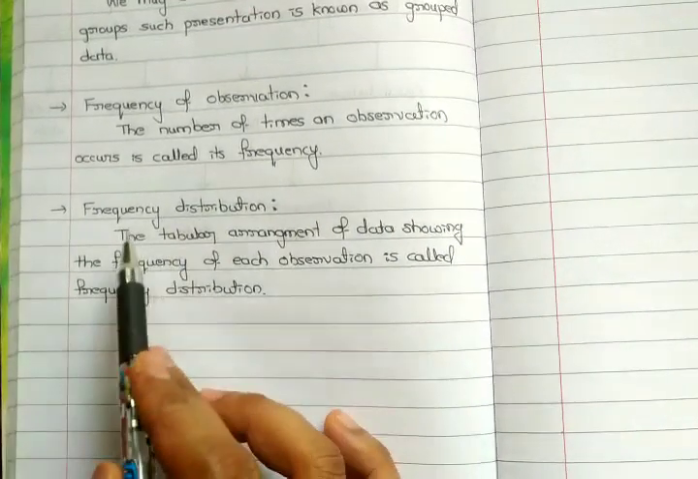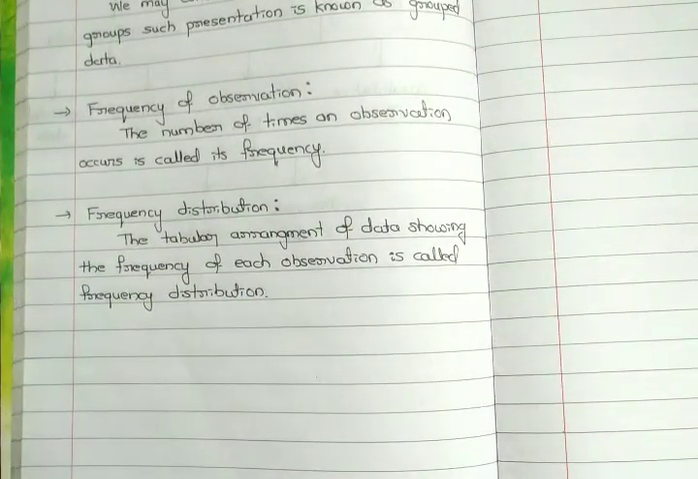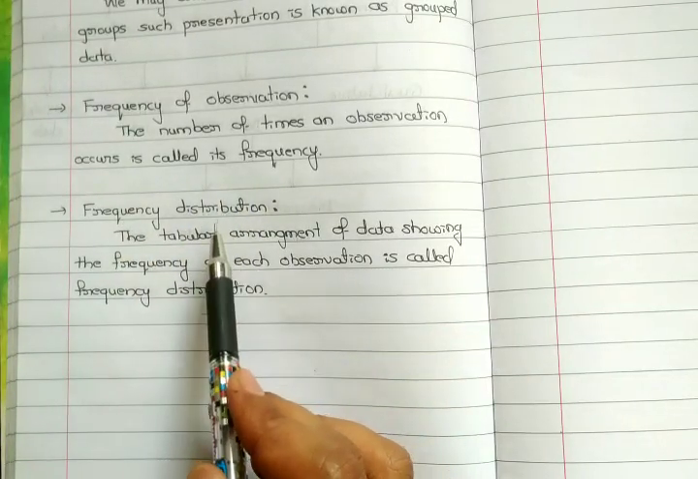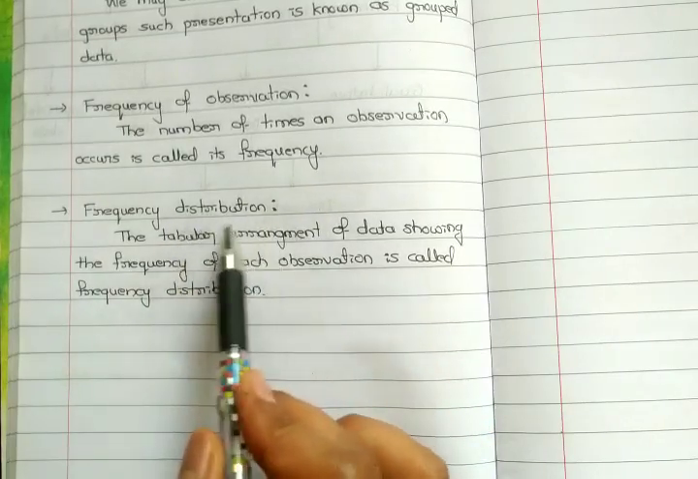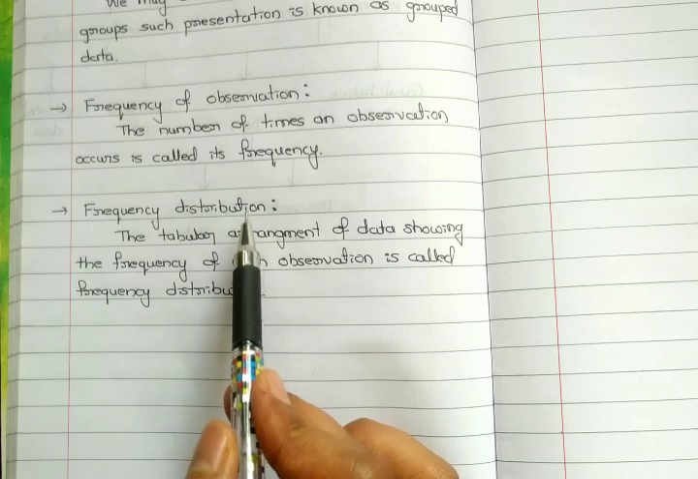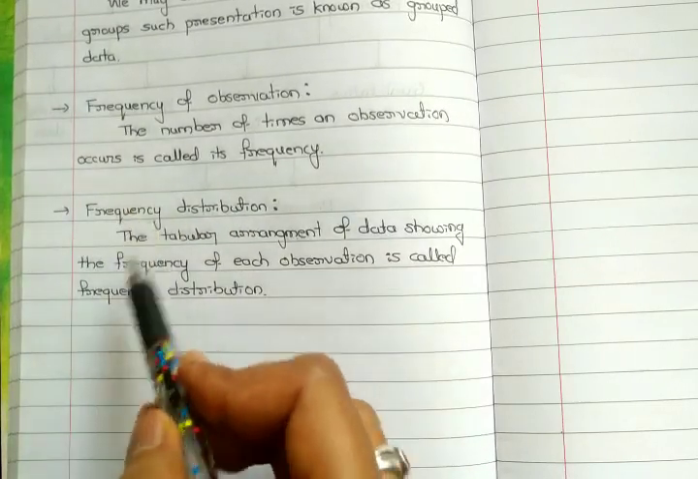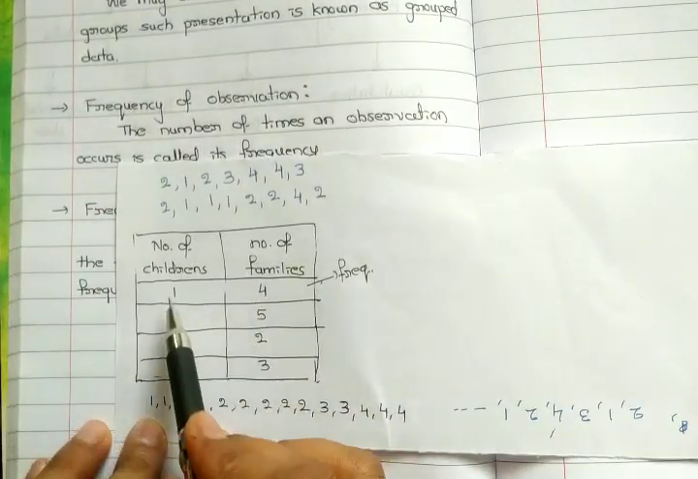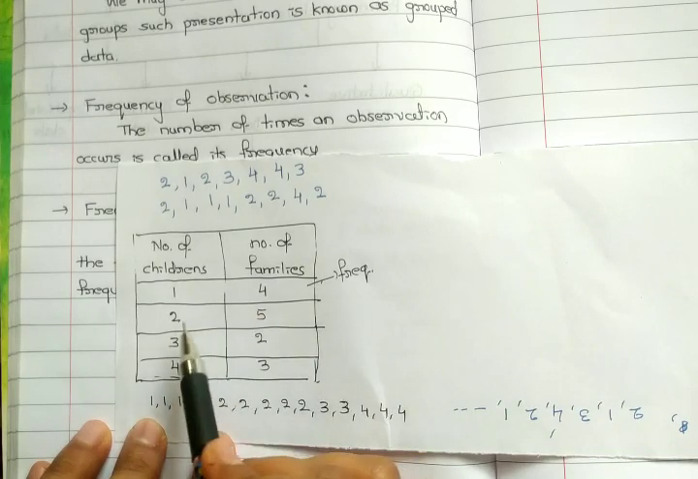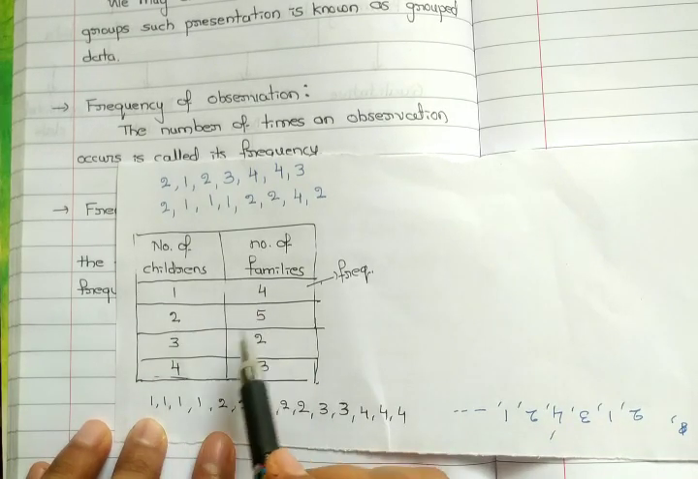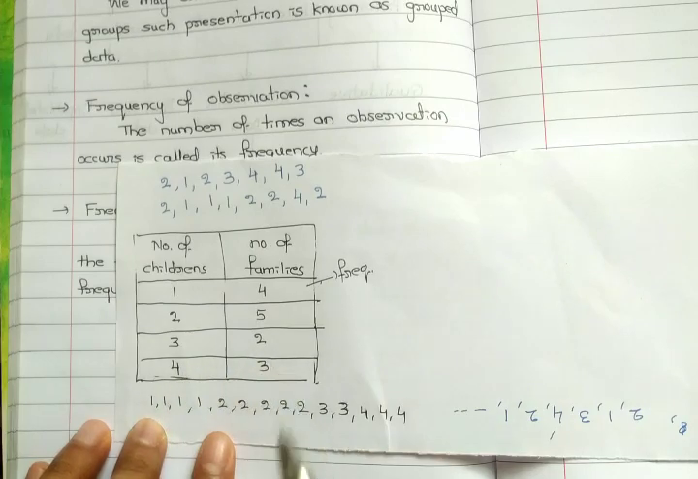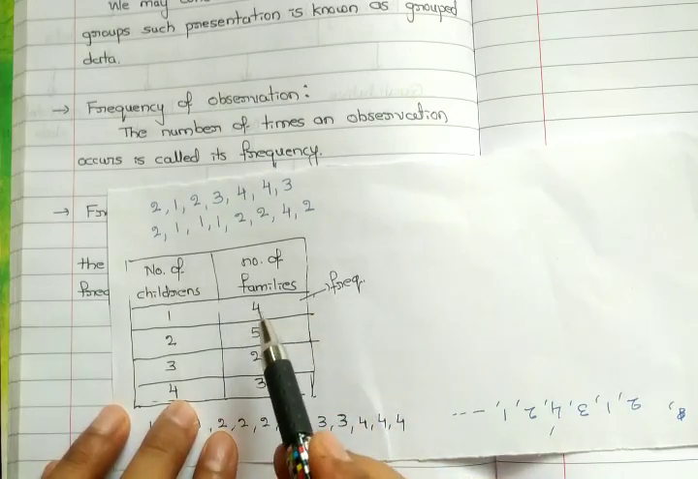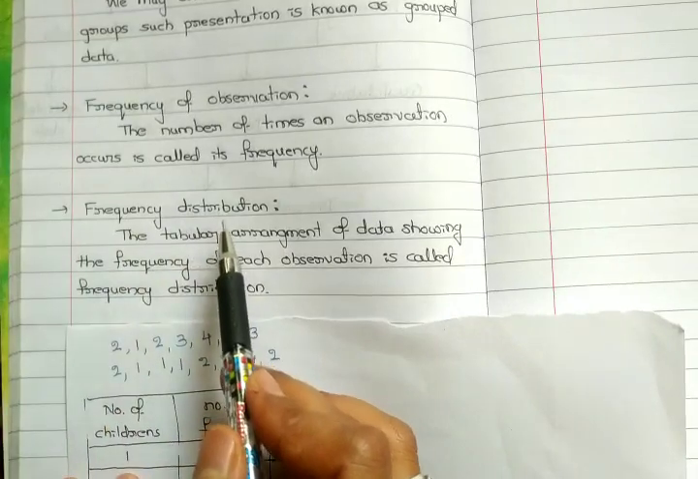Next, what does frequency distribution mean? Distribution means the action of sharing something. And frequency means repetitive times. You can see here, 1 is repeating 4 times, 2 is repeating 5 times, 3 is repeating 2 times, and 4 is repeating 3 times. So this is the frequency of observation.